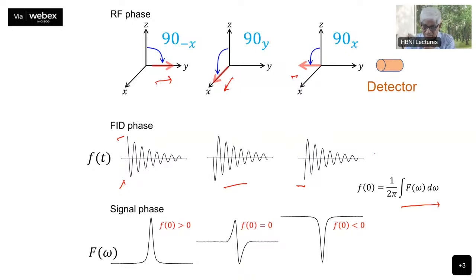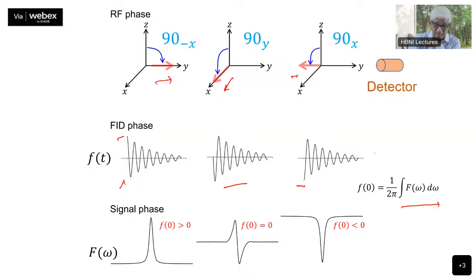And in the third case, the F of 0 is negative maximum. Therefore, the signal is also negative. Okay, F of 0 is less than 0. Therefore, the signal is also negative. These are important because this will determine the line shape in your spectra. Finally, if there is a mixture of this and this, sometimes it can happen, then you will have phase errors, and then of course you will have to do phase corrections and things like that.